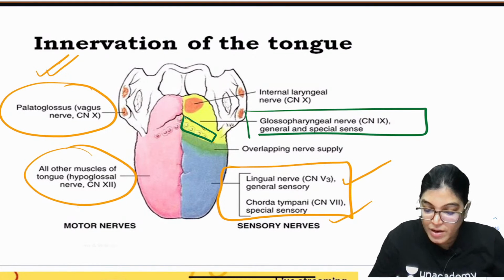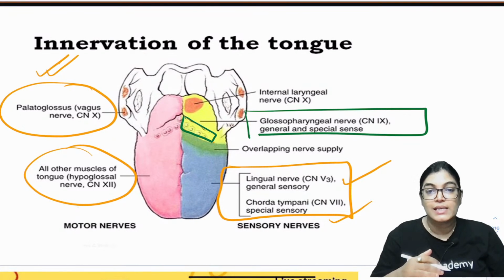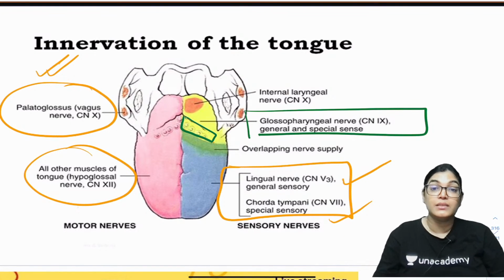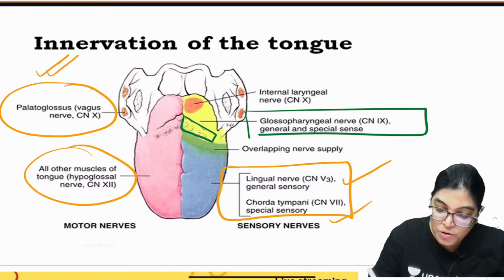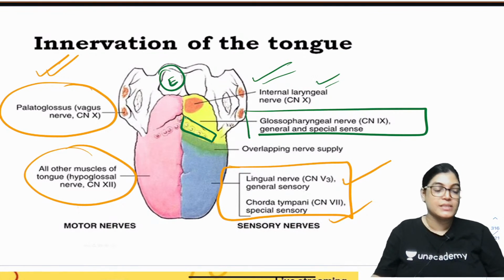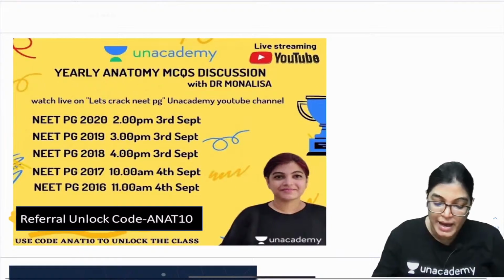Because the circumvallate papilla is just anterior to the sulcus terminalis, and embryologically it is quite related, supplied by the nerve of the third arch. Now, the posterior-most part and the epiglottis get innervation from a vagus nerve branch, the internal laryngeal nerve. Internal laryngeal nerve.